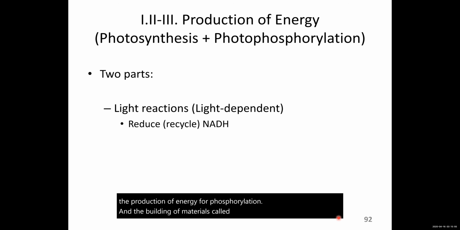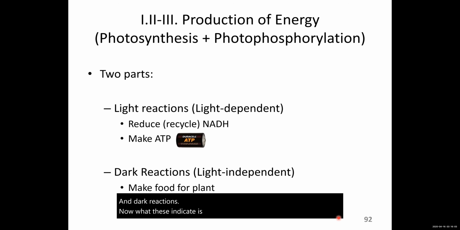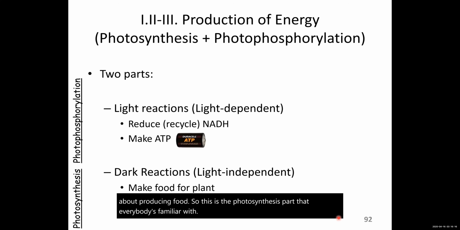And so these are divided into what we call light reactions and dark reactions. Now, what these indicate is that the light reactions are all about producing energy, so that's phosphorylation. And then the dark reactions are all about producing food. So this is the photosynthesis part that everybody's familiar with. So we're going to look at both of them and their locations. Now, just because they're called light and dark doesn't really imply anything. It's just that the light reactions require sunlight, but the dark ones just means that they're light independent, meaning they can occur with or without sunlight. Doesn't mean it needs to be in the dark.